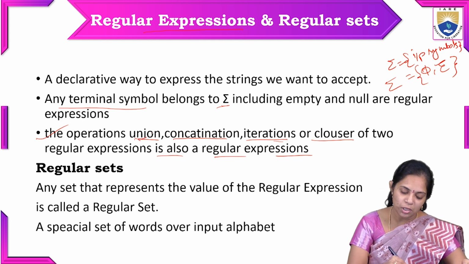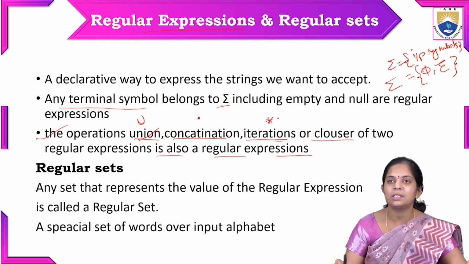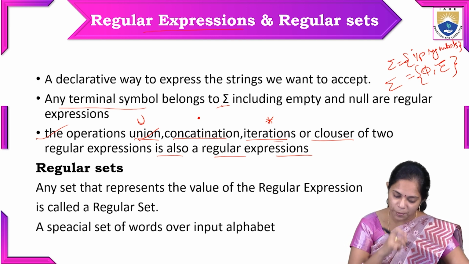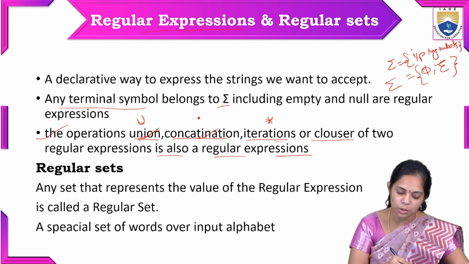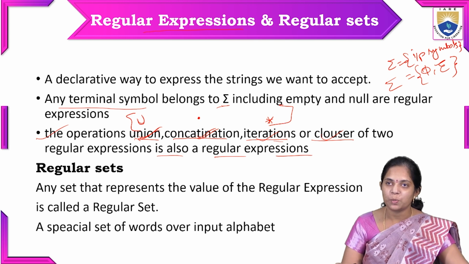In the sense, the union operation we will denote with the union symbol, concatenation we will represent with a dot, and the closure or iteration we will represent as a star. So these are the operations involved with regular expressions: union, concatenation and iteration or closure. These symbols represent the operations we are performing on the regular expressions.